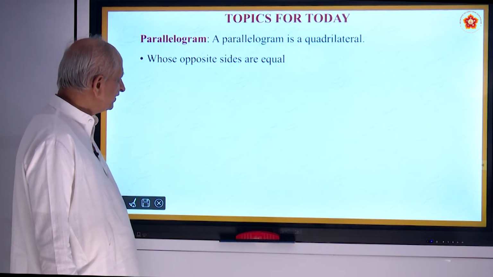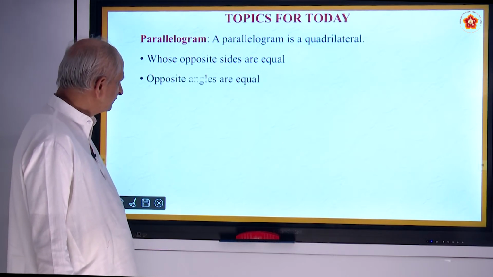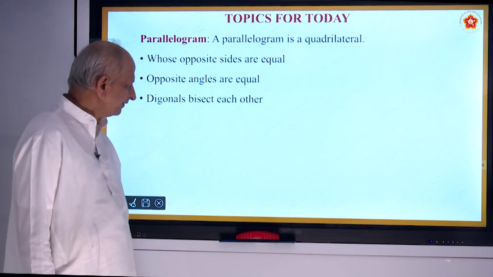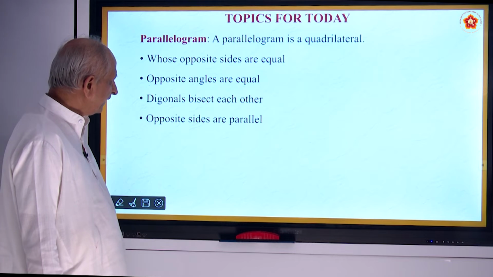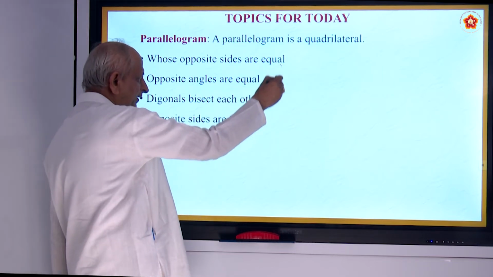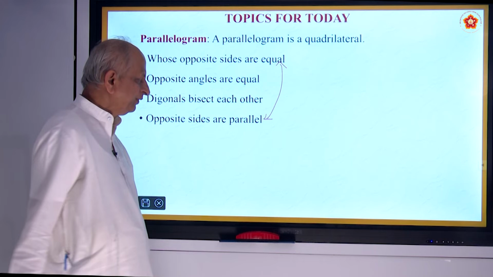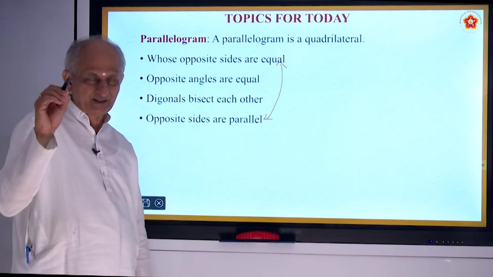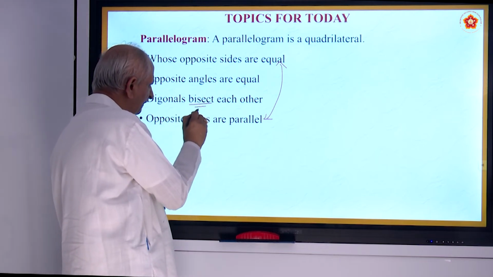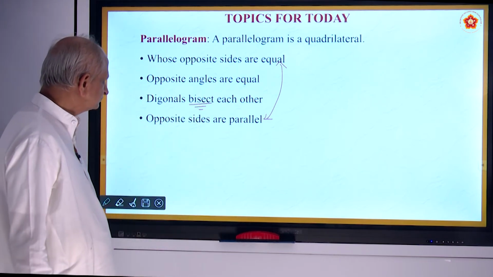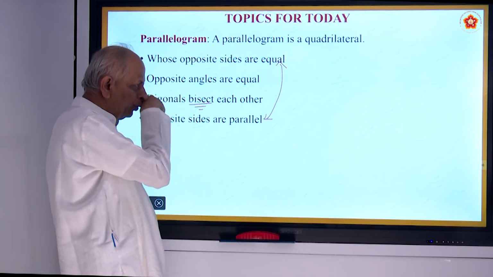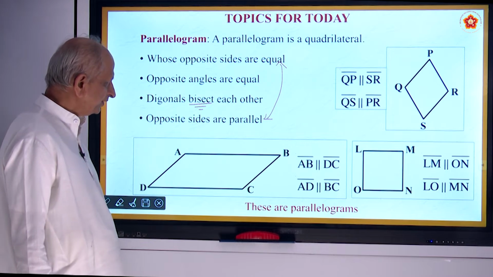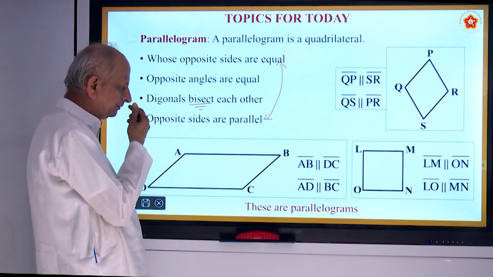Here, opposite sides are equal. Opposite angles are equal. Diagonals bisect each other. Opposite sides are parallel. So these two can be combined: opposite sides are equal and parallel. And how many diagonals will be there? Two diagonals. What is the speciality? They bisect each other. And how many angles will be there? Two pairs of opposite angles. They will be equal. For example, these are all different kinds of parallelograms.